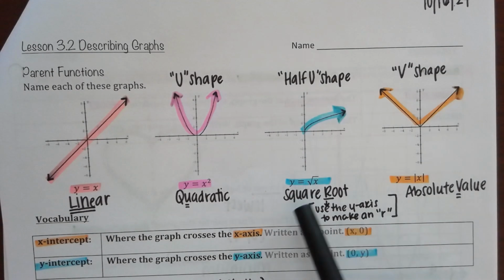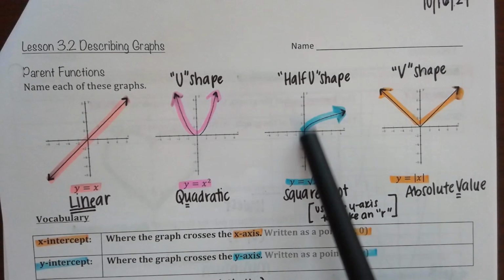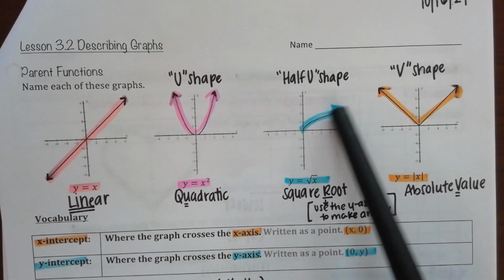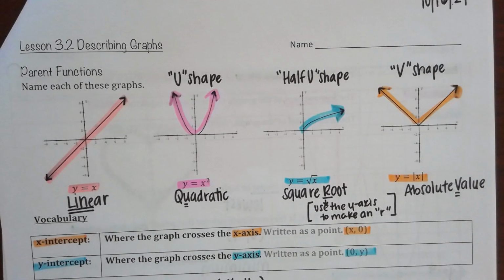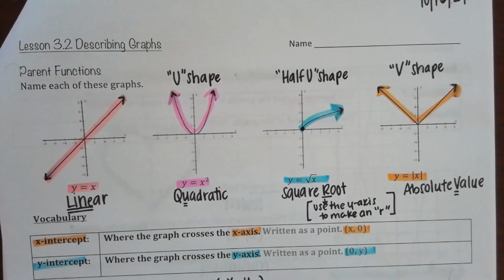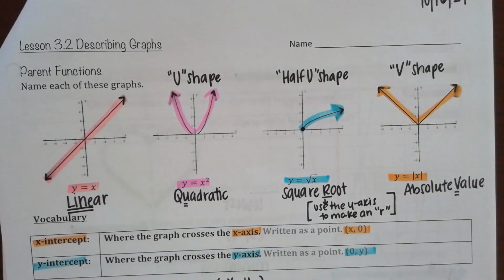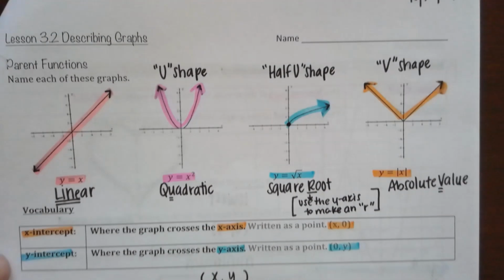Half U-shape, square root, we read it as y equals the square root of x. It makes an R shape with the actual y-axis, but it's a half U-shape when it's by itself. This has an endpoint right here. It never goes past the origin. So if you need to know that, mark that. That is an essential piece of information. Any questions there?